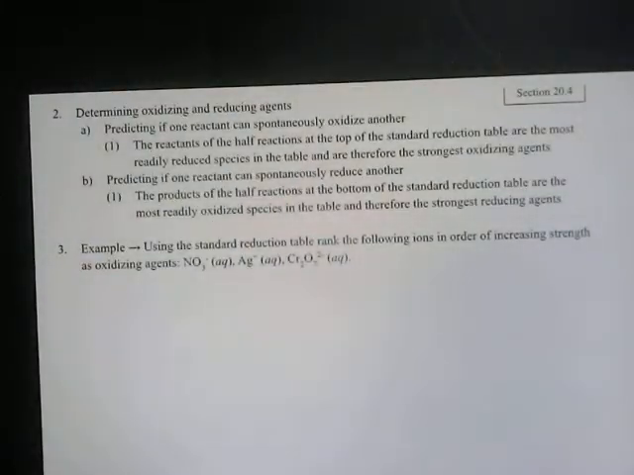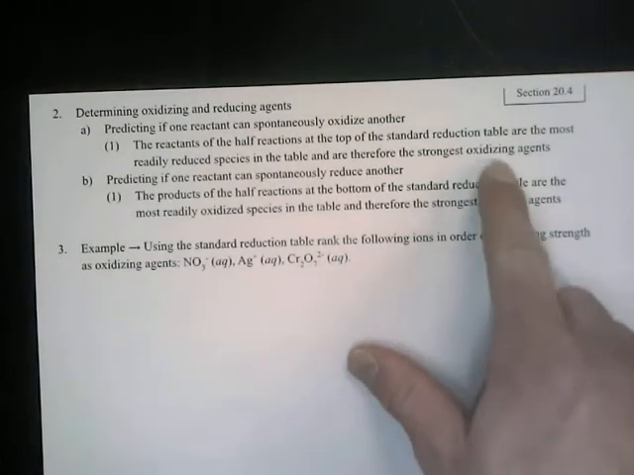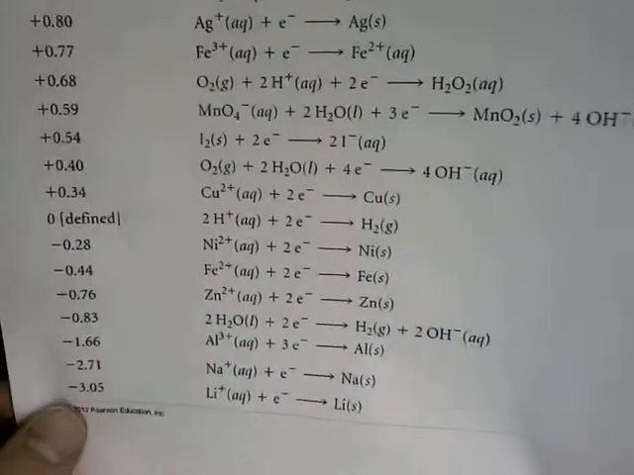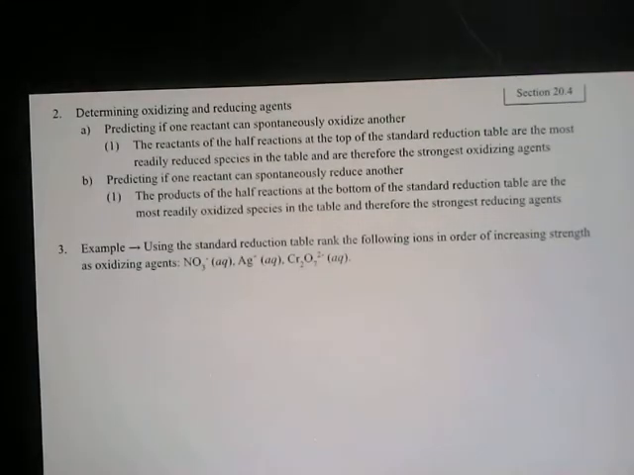Now, on the flip side, is if something can reduce another substance. It says the products of the half reactions at the bottom of the standard reduction table are the most readily oxidized species in the table and therefore are the strongest reducing agents. I want to show you this table from our notes. Again, more positive means stronger oxidizing agents. More negative means stronger reducing agents. Again, use this table. I pulled the wrong table out. Use table 20.1 for these purposes. I'm going to label that here.